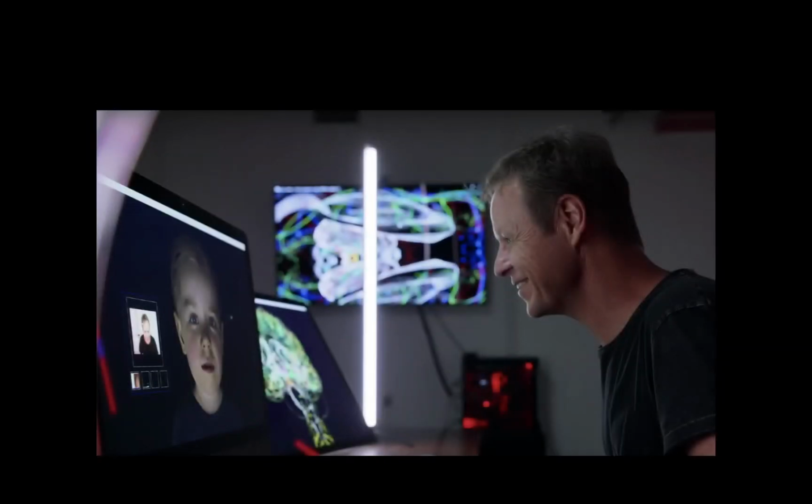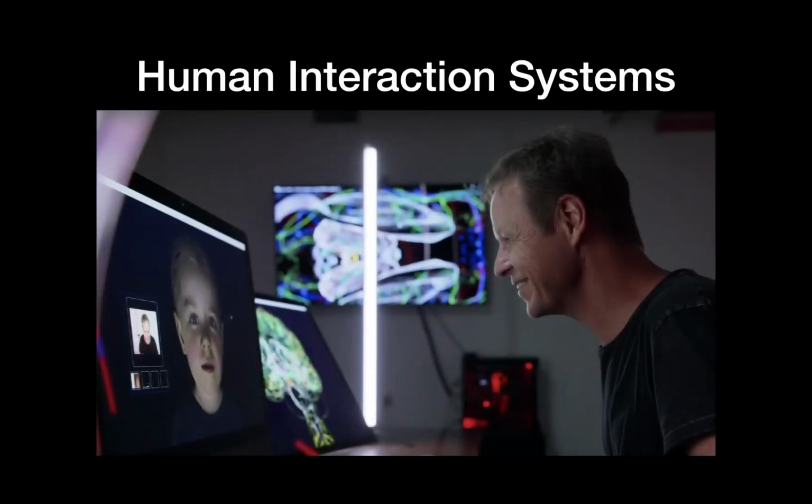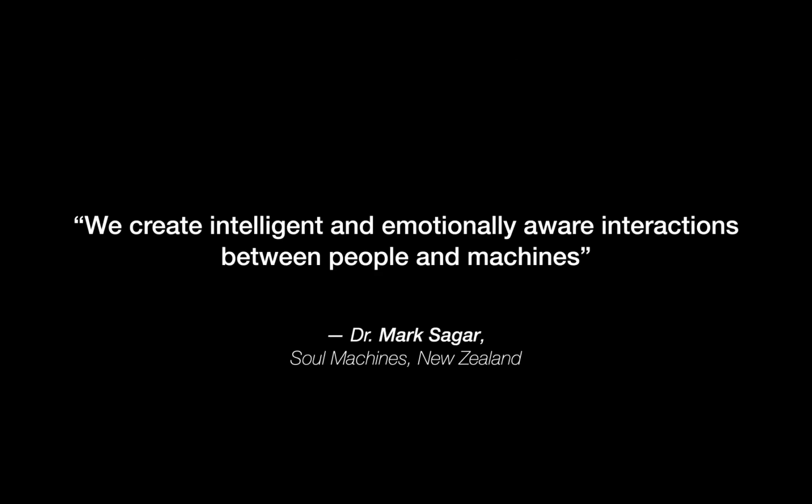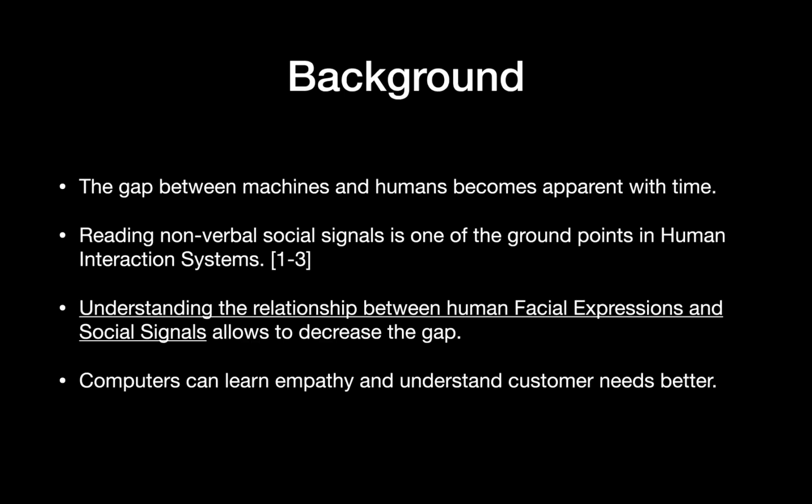Nowadays, more and more companies provide services that require communication with humans, and the success of products that require communication between computer and human is determined by the success of that communication. For example, in the picture, you can see a researcher who's talking to a virtually created avatar of his daughter. As he says, we create intelligent and emotionally aware interactions between people and machines.